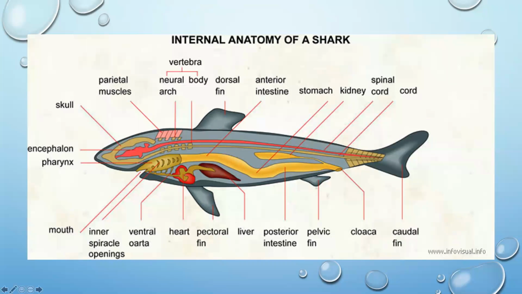And then all of their waste comes out of one hole, the cloaca. If you remember from our lesson about birds, they also have a cloaca. So basically everything just comes out there.